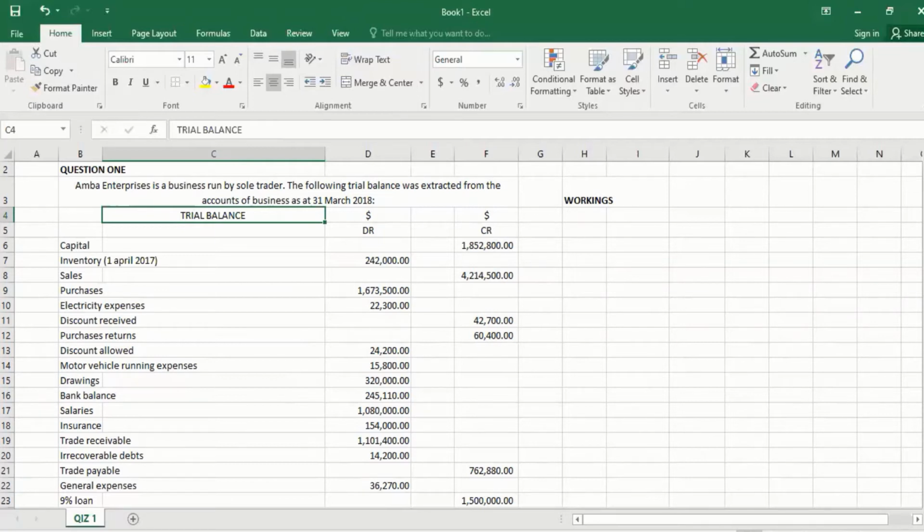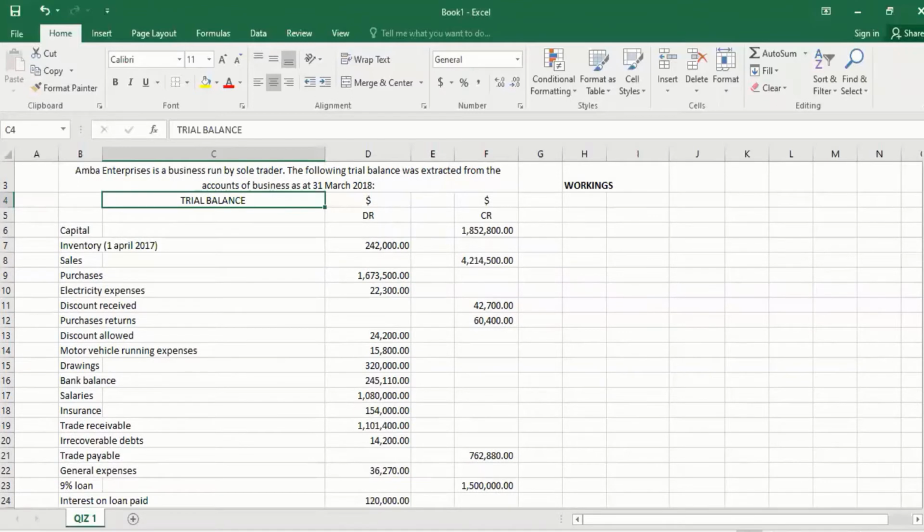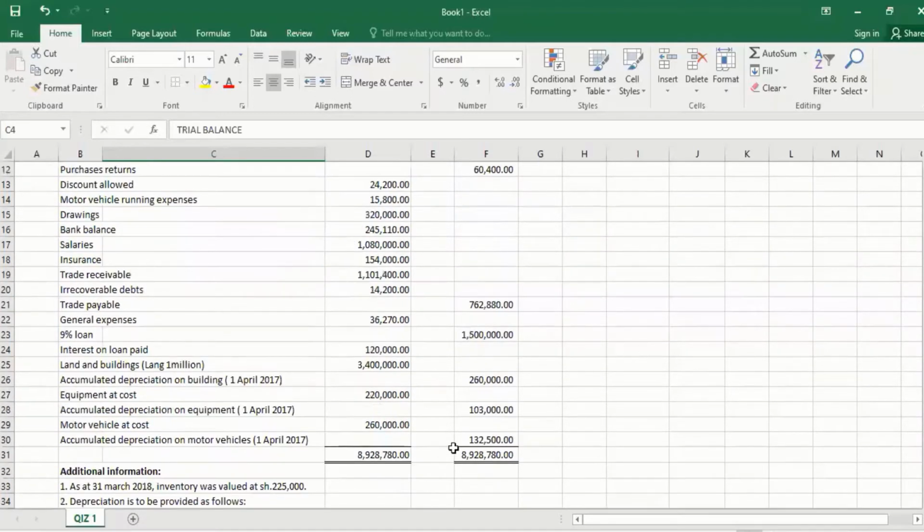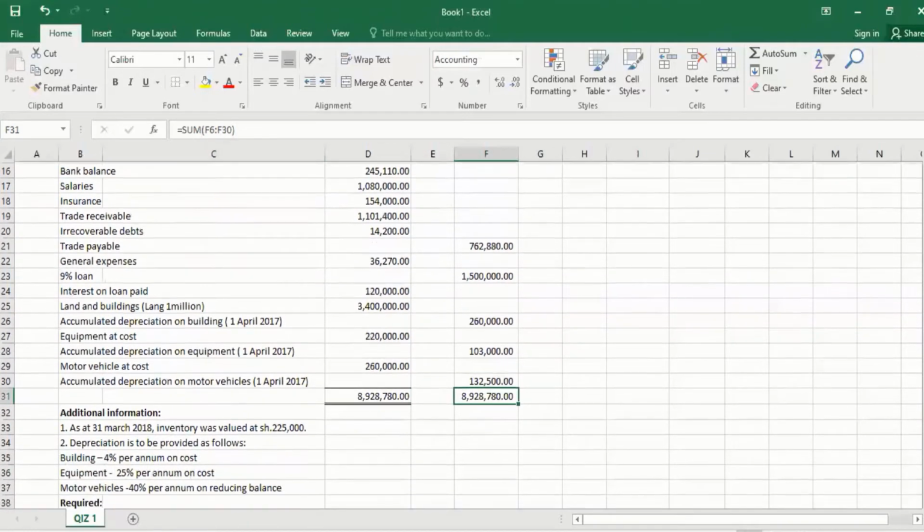Now, this is the trial balance, and the first thing in accounting you have to see is whether the trial balance has balanced. And from my illustration here, you can see that the trial balance for this business has tallied. This total is equal to this total, and I would have no problem now preparing my financials.